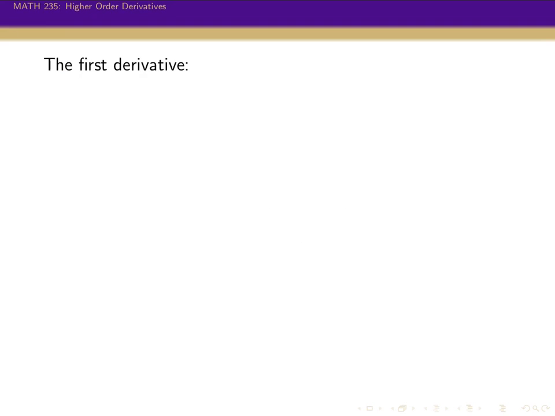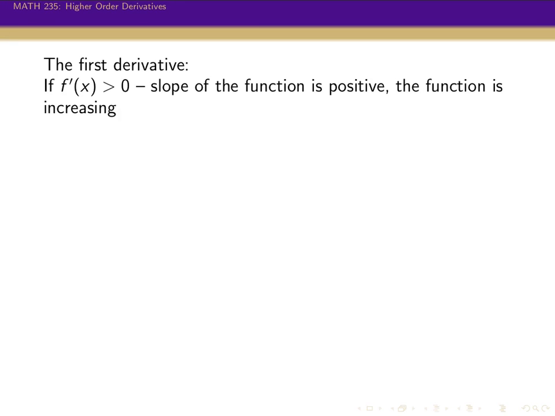Okay, so first let's focus on the first derivative and think about what its value tells us. First of all, if the value of the first derivative is positive, this is saying that as you move to the right, the function has positive slope. And so what does that tell us about the function? Well, it means that the function is increasing as you move to the right. So positive first derivative means the function's increasing.